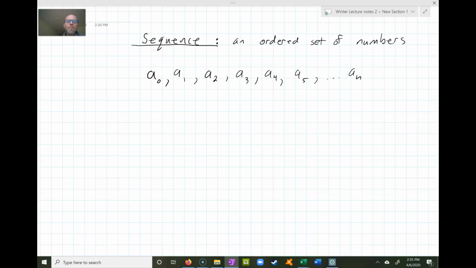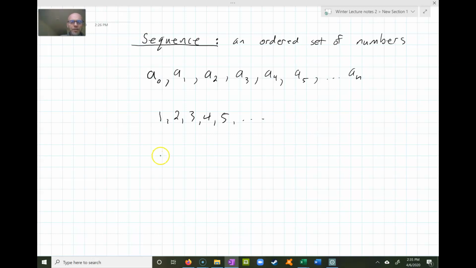An example of a sequence would be, for example, 1, 2, 3, 4, 5, and so on. Something like that is fairly straightforward and simple. You can tell what the order is: it's listing the integers in ascending order. So to go from one term to the next, you're just adding 1.